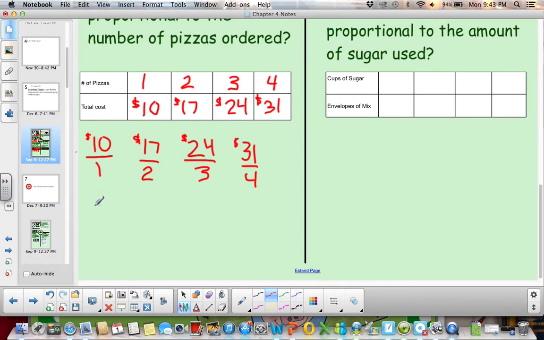So 10 over 1 is 10. 17 over 2 is $8.50. So that's telling me if I get one pizza, I pay $10. If I get two pizzas, each pizza is $8.50. If I get three pizzas, 24 divided by 3 is 8. And then 31 divided by 4 is 7.75.